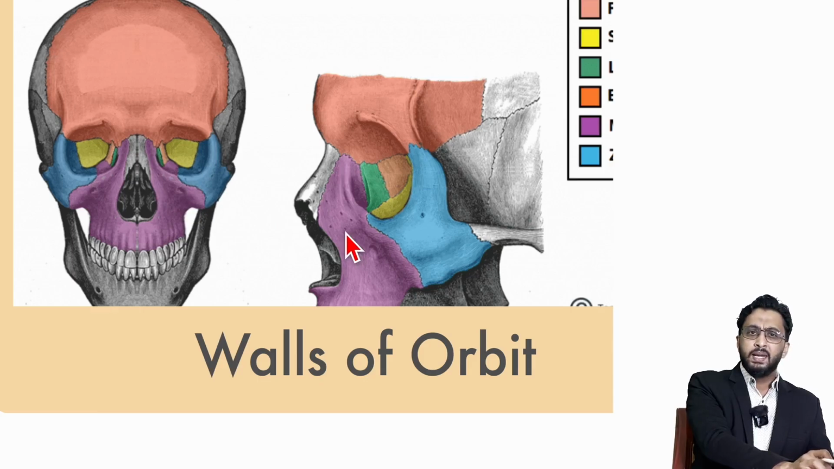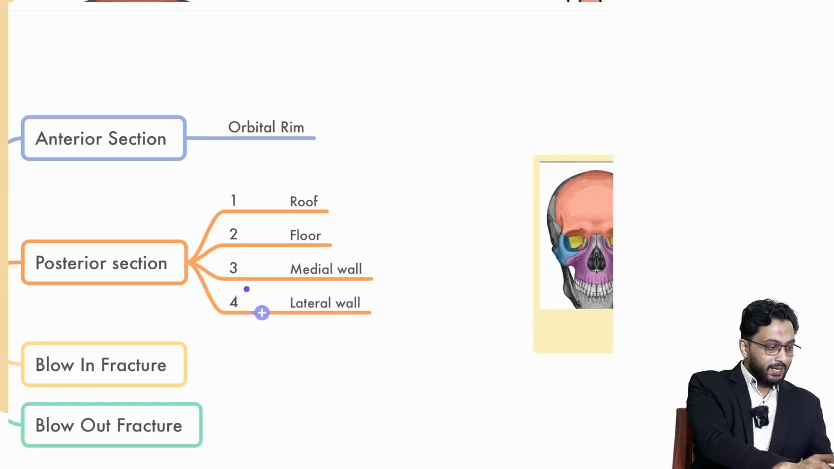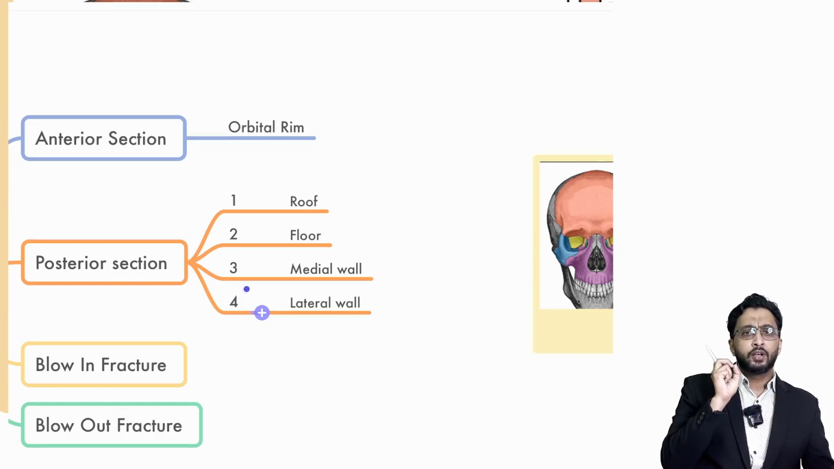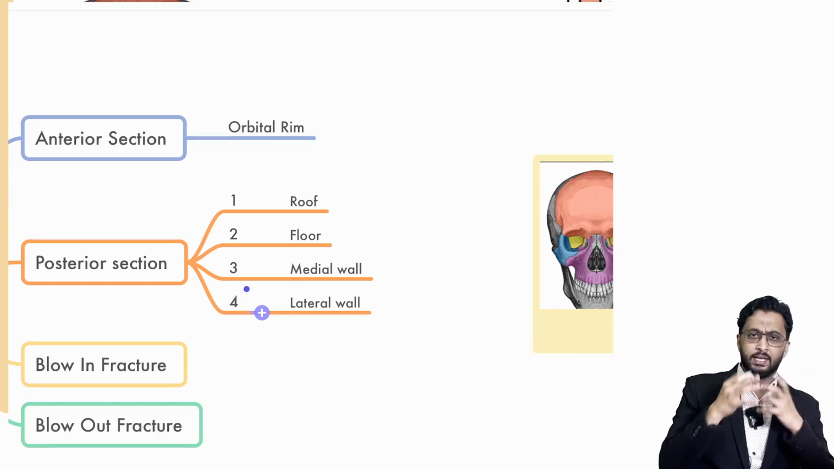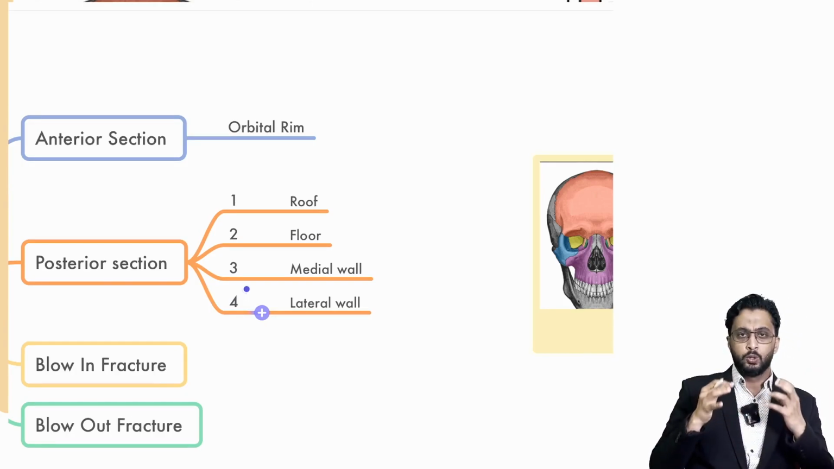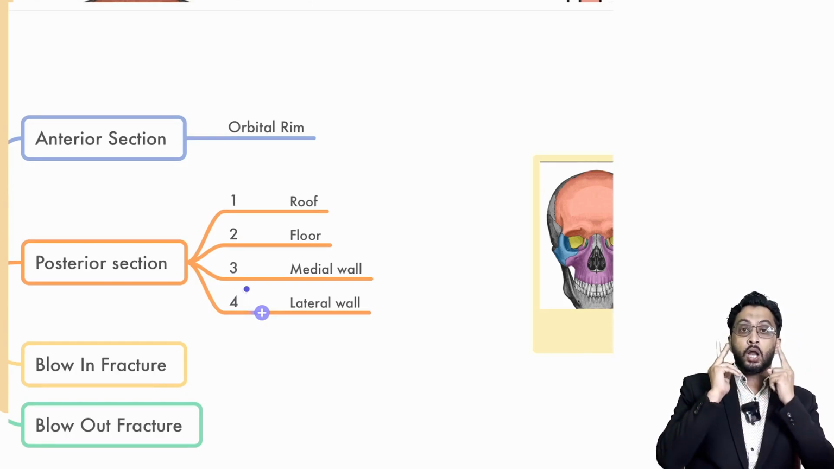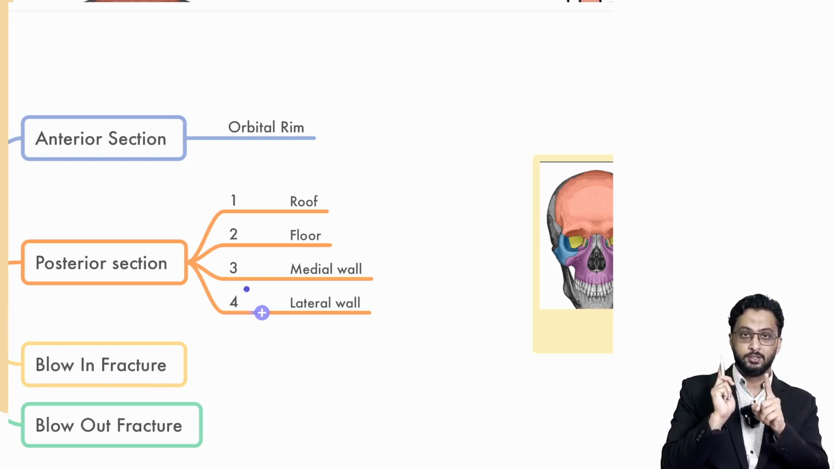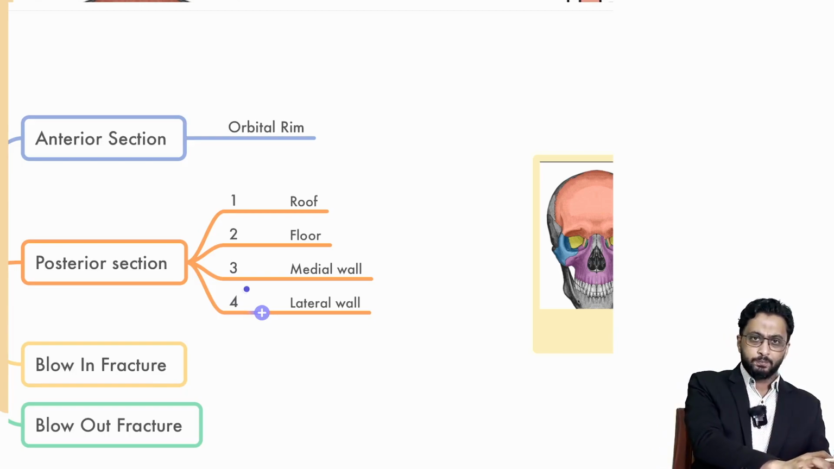Now please note, if the orbital rim is involved, this is where the difference comes. If the orbital rim is involved, it is always a blow-in fracture, because in blowout, I'll come to more details of this, don't worry, but in blowout, the orbital rim is not involved. Please note.